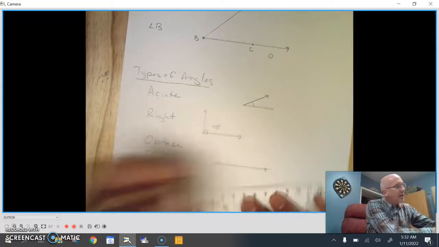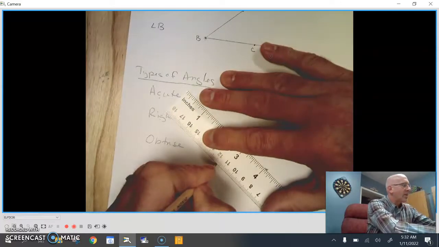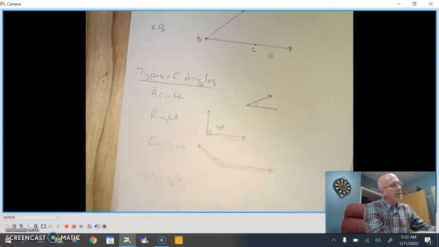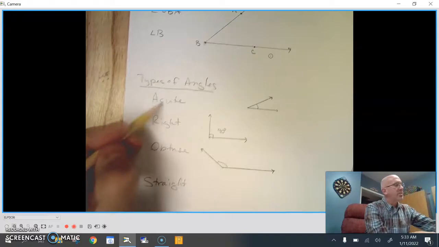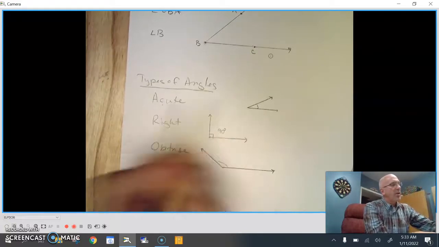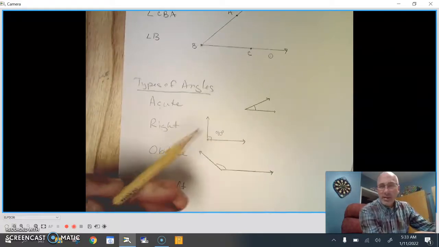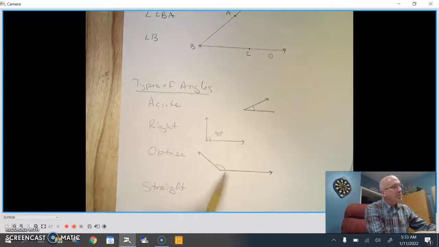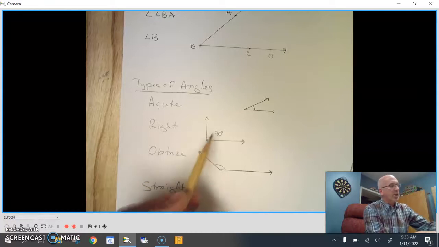We're going to draw another angle here. An obtuse angle is one that is bigger than 90 degrees. So we have acute and obtuse. Now, acute is small. So we say, isn't that cute? It's acute. So acute is small. Obtuse is big. So it all has to do with in relation to 90 degrees.